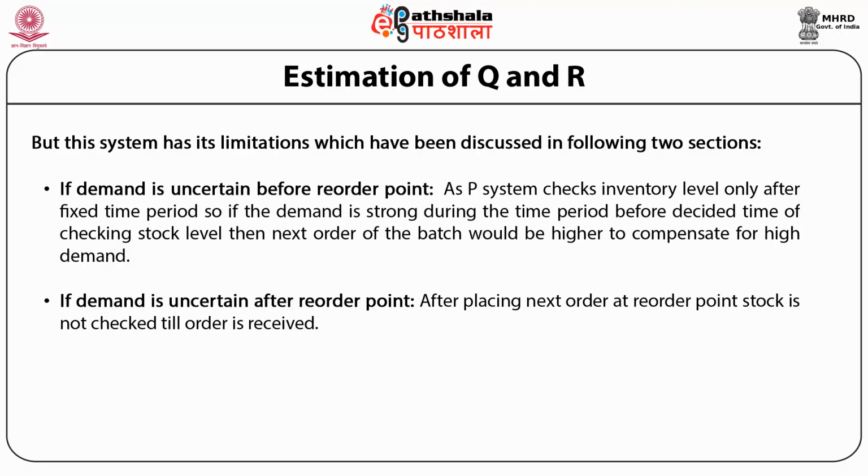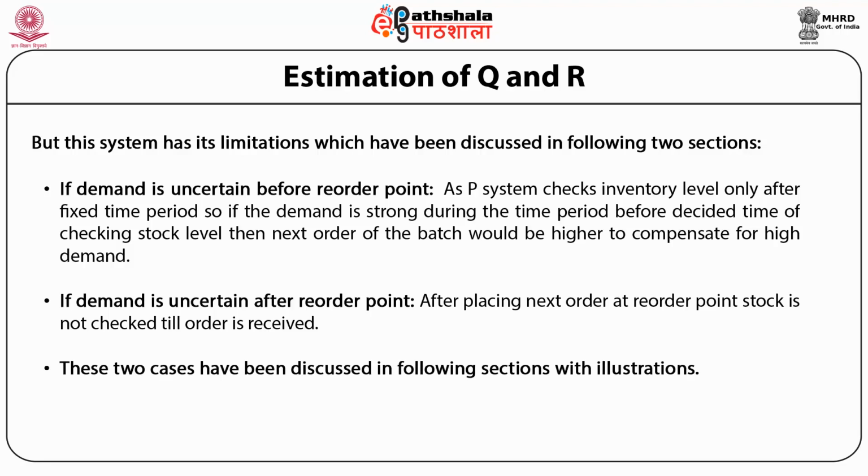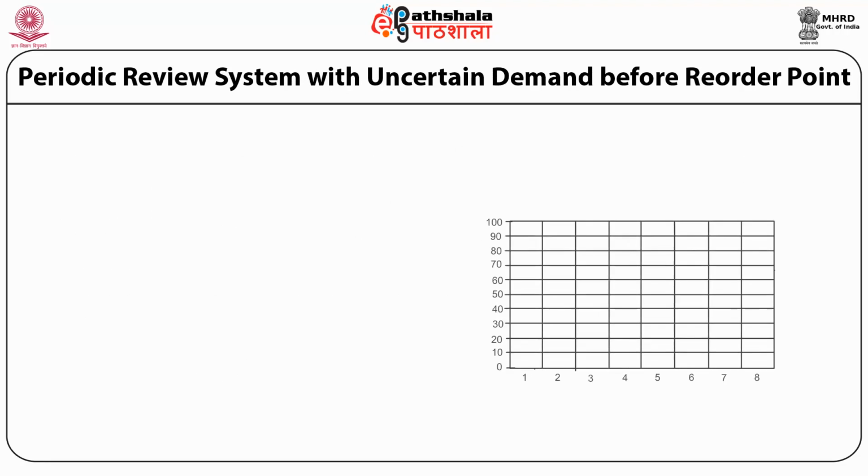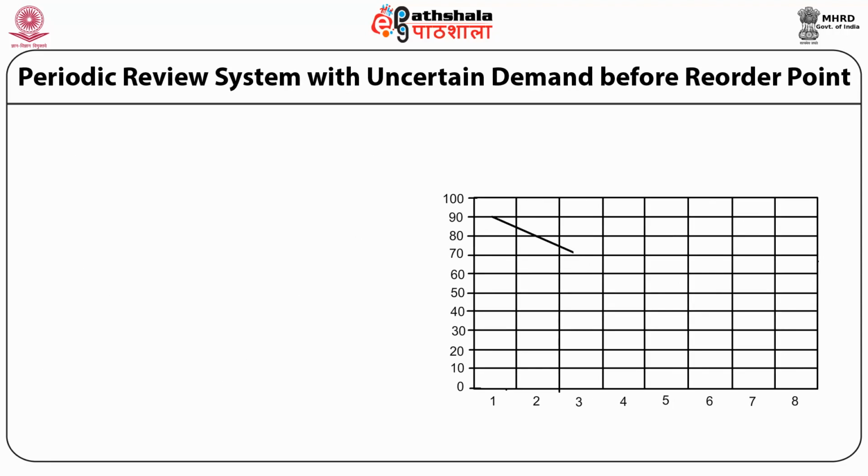Variation in demand, whether high or low, would impact the size of the new batch. These two cases have been discussed in the following section with illustrations. Periodic review system with uncertain demand before reorder point.